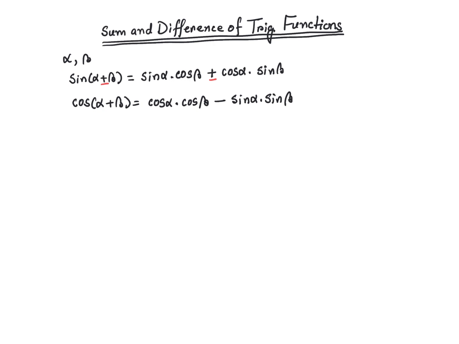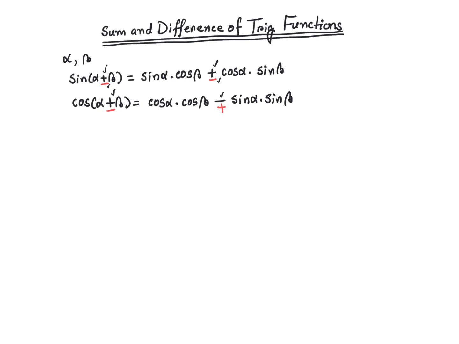So here I want you to pay attention to this sign. This is positive, but here it's negative. Very important to remember. Unlike sine, if it's positive, alpha plus beta, here you have positive. If it's negative, alpha minus beta, you will have negative. But for cosine, the signs change. So cosine alpha plus beta is going to be cosine alpha times cosine beta minus sine alpha times sine beta. And then similarly, if you put negative here, then this is going to be positive.